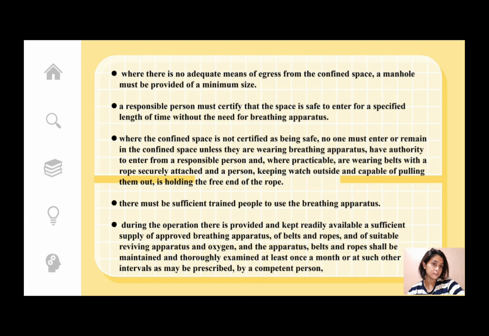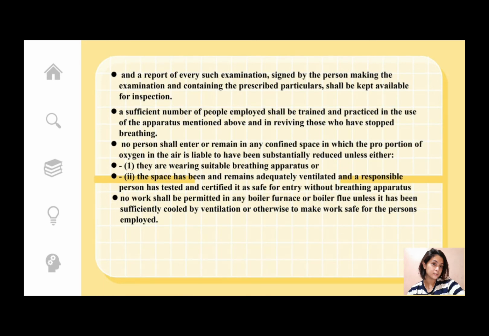There must be sufficient trained people to use breathing apparatus during the operation. There is provided and kept readily available a sufficient supply of approved breathing apparatus, of belts and ropes, and suitable reviving apparatus and oxygen. And the apparatus, belts, and ropes shall be maintained and thoroughly examined at least once a month or at such other intervals as may be prescribed by a competent person, and a report of every such examination, signed by the person making the examination and containing the prescribed particulars, shall be kept available for inspection. A sufficient number of people employed shall be trained and practiced in the use of the apparatus mentioned above and in reviving those who have stopped breathing.